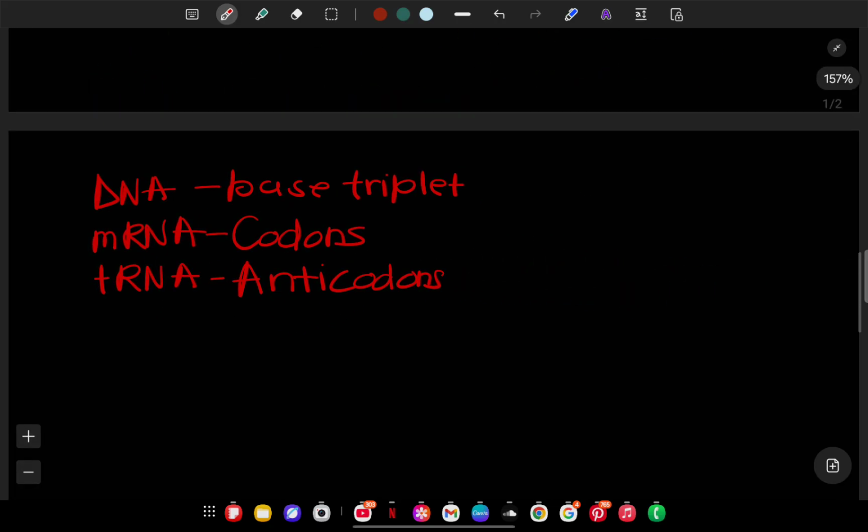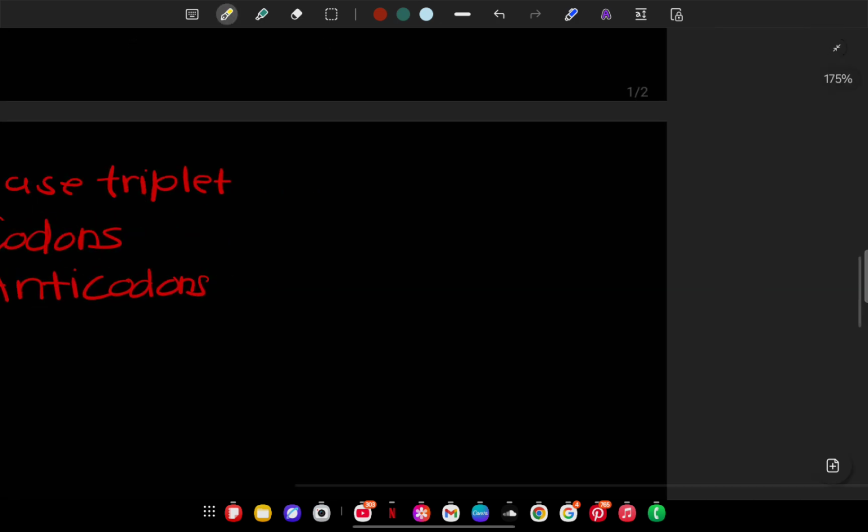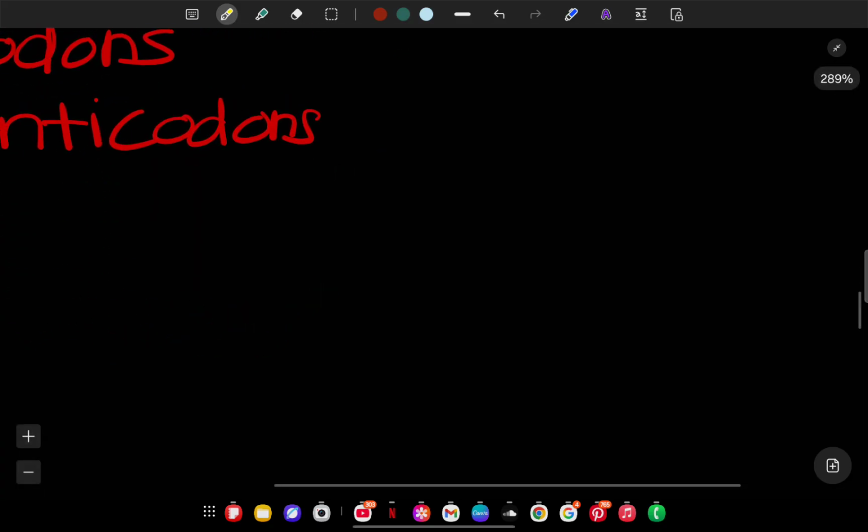This is not a hard thing to remember. Just know that in a DNA molecule, we call them base triplets. In an mRNA molecule, we call them codons. In a tRNA molecule, we call them anticodons. So this is when three nitrogenous bases are sitting directly next to each other like this. So let me show you.